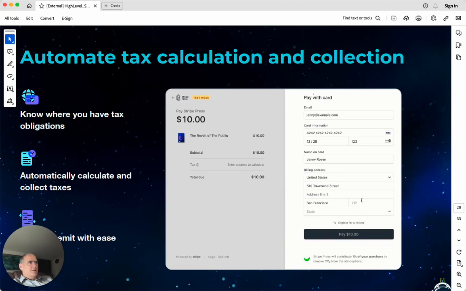Let's see, automate tax calculation and collection. I guess that's just a standard thing anymore. So based on the zip code of the purchaser, then you would potentially collect tax. Interestingly, there are certain zip codes in certain cities that have higher tax rates, since they've got the state tax, and then they have the city or county or whatever tax.